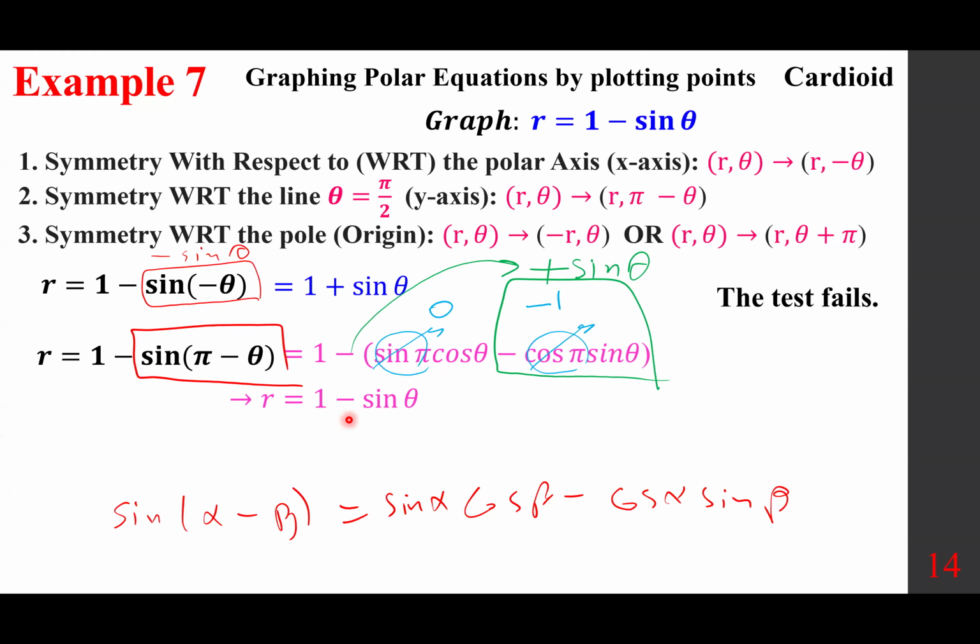So we look at this. Is this identical to the original one? Yes. Okay. The graph is symmetric with respect to theta equals pi over 2. It works for that one. Okay.